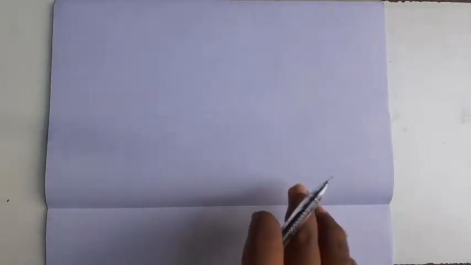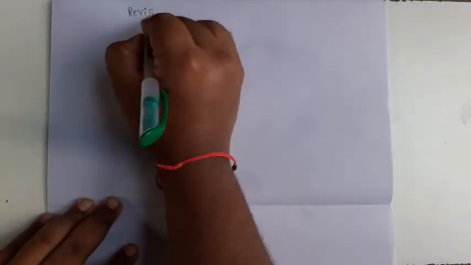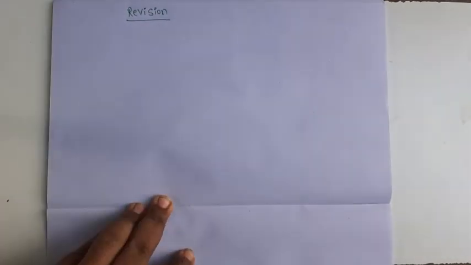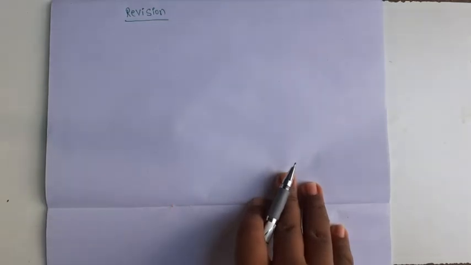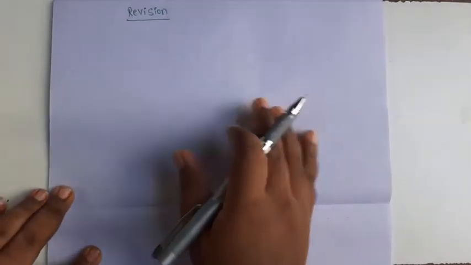Hello students, first of all, a revision of the previous video. What did we learn from that video? In the last video we just discussed the introduction to the magnetic effects of electric current. What are the basic terms in that chapter?